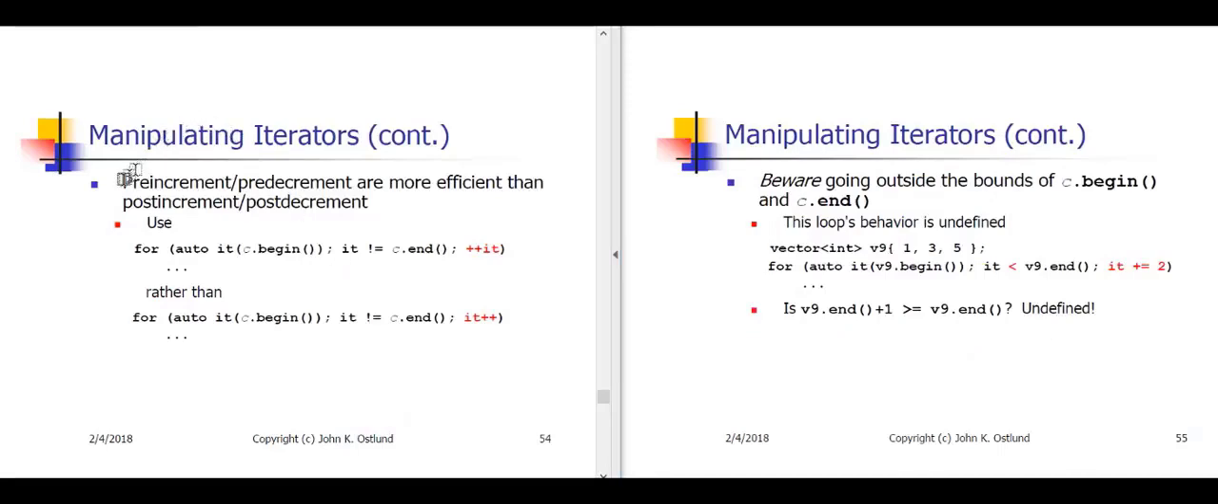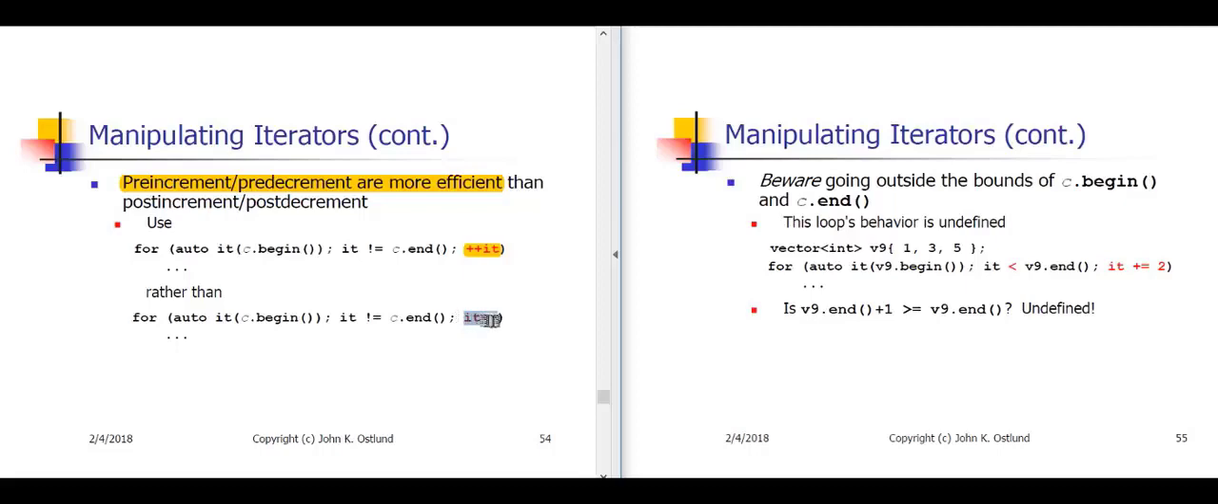Here on slide 54, we point out again something that I said before, which is that the pre-increment and pre-decrement operators on iterators are more efficient than the post-increment and post-decrement. So you should get in the habit of preferring pre-increment in things like for loops rather than post-increment in the change expression. Why is there this efficiency difference? Well, in a pre-increment, the increment happens first and then you use the modified value afterwards. So you only have to have one object sitting around. You add to it and then you use it.